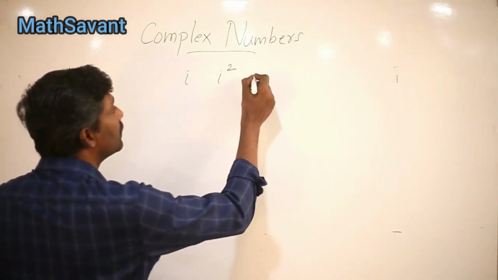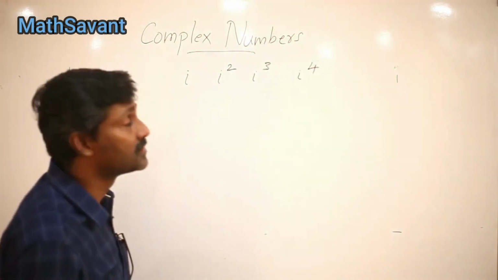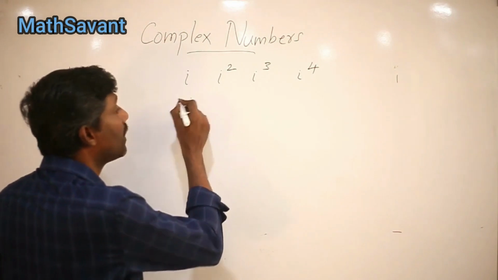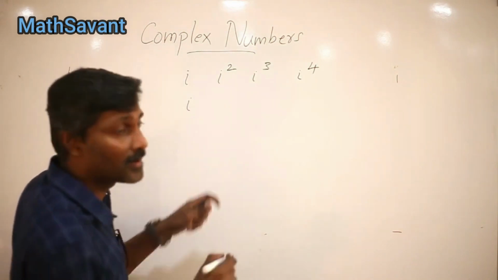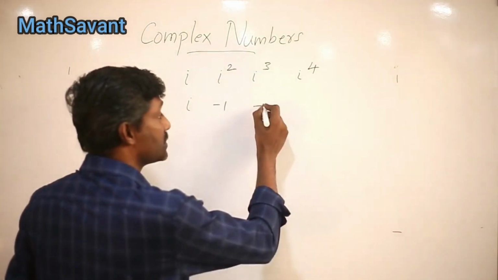i square, i cube, and i raised to 4. Okay, so what are the values? i, we will write i itself. What is i square? It is minus 1. What is i cube? Minus i.